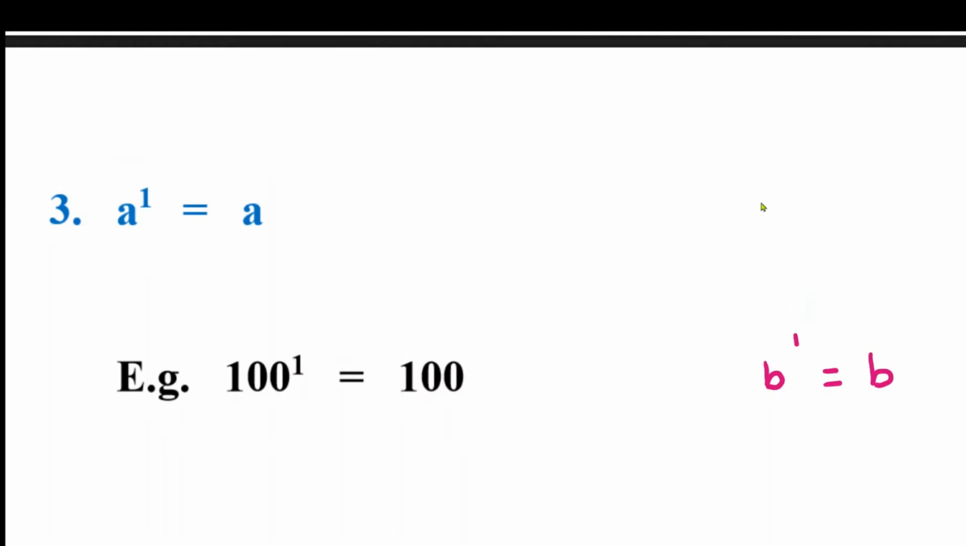The third law: a to the power 1 is equal to a. This means any expression raised to the power 1 is equal to the expression itself. For example, 100 to the power 1 is equal to 100. b to the power 1 is equal to b.